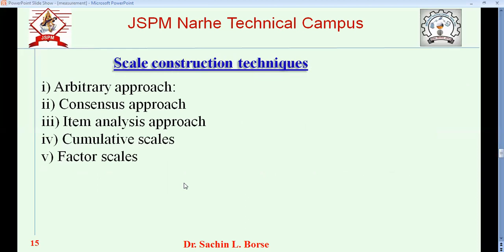Now we'll move to the construction of the scales. What are the different techniques, that we'll see. There are five approaches to create the scale. First is the arbitrary approach, then consensus approach, item analysis approach, cumulative scales approach, and factor scale approach. So there are five approaches. We'll see them one by one.